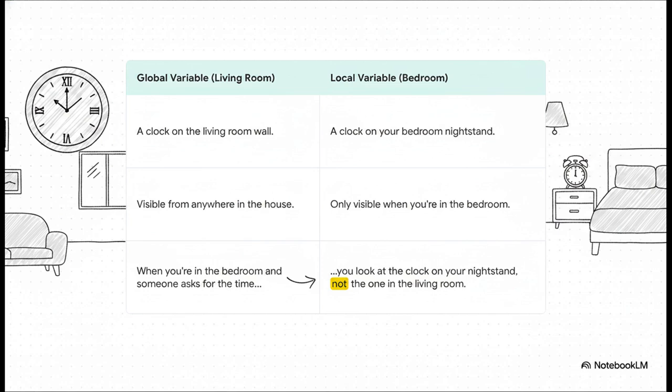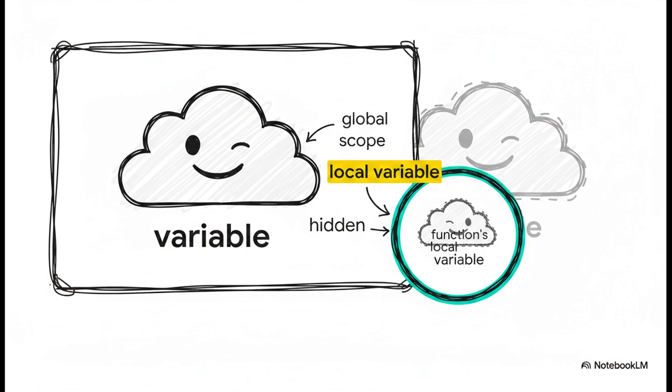It takes precedence. This brings us to a more formal way of saying it, which you'll often hear. If a local variable in a function has the same name as a global variable, the global variable is hidden from the body of the function. Now, hidden is the key word here. The global variable isn't gone. It hasn't been destroyed. It's just being overshadowed by the local one that's closer.